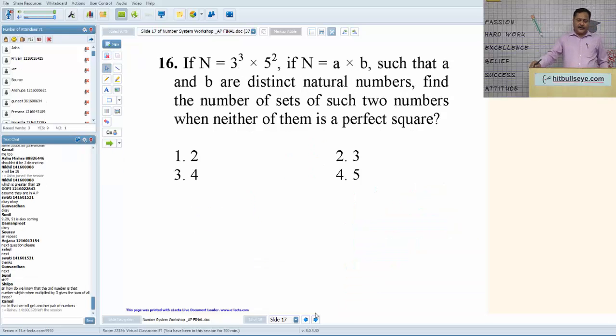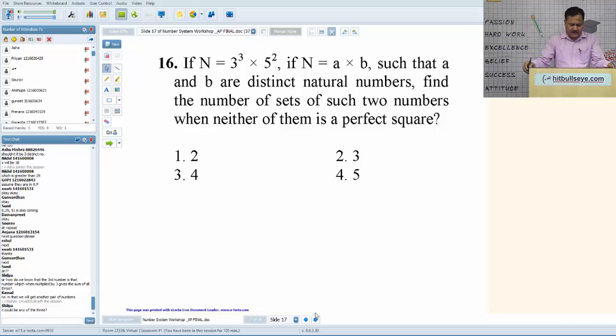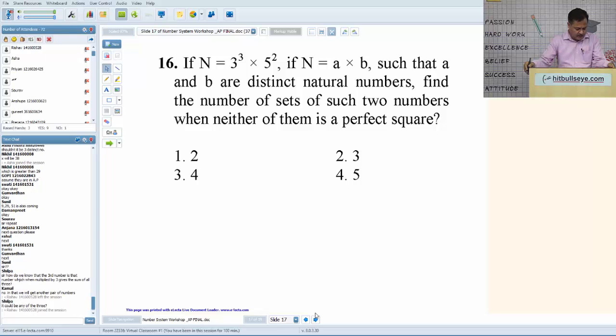If n is equal to 3 cube into 5 square, and if n is equal to a into b, such that a and b are distinct natural numbers, find the number of sets of such two numbers when neither of them is a perfect square. So a and b both should not be equal to a perfect square.